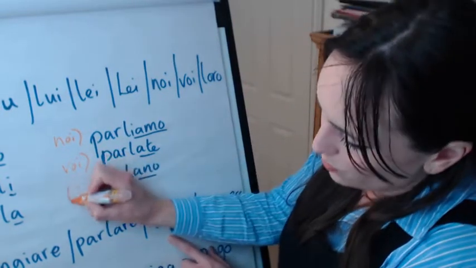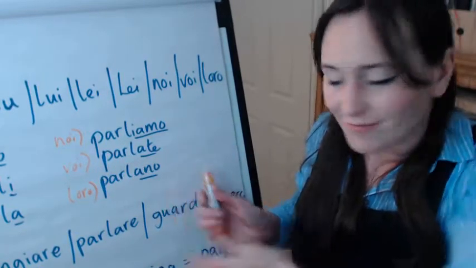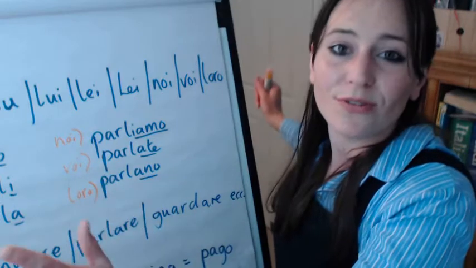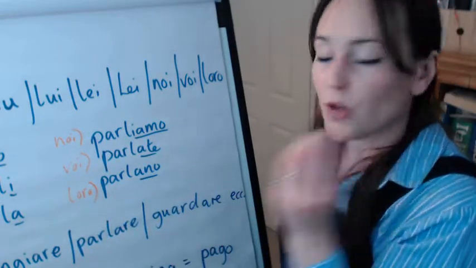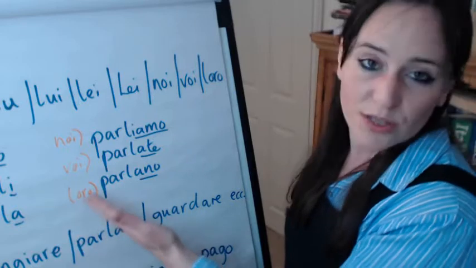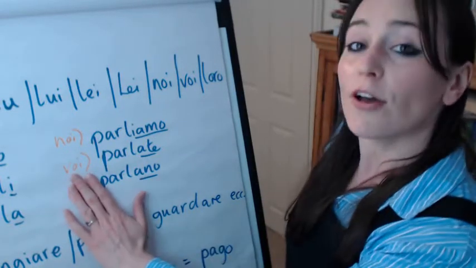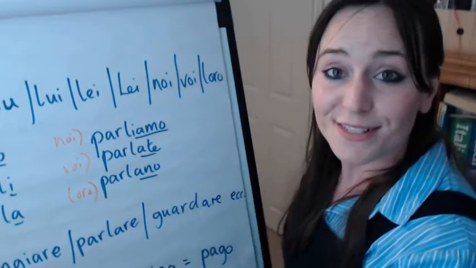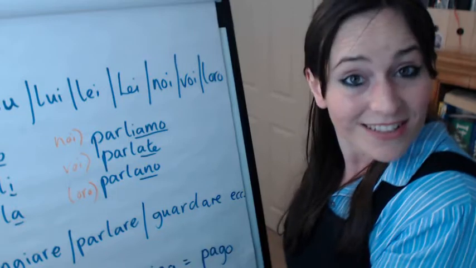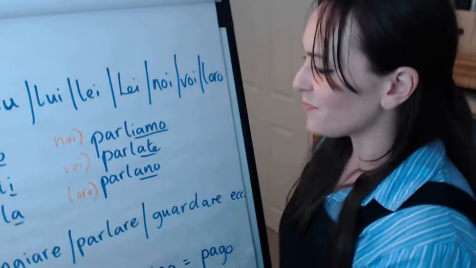Okay, so loro parlano, or simply parlano, because non c'è bisogno di utilizzare sempre un pronome soggetto così. You don't always need to use the subject pronoun as long as the verb you're using is conjugated in agreement with the subject. Parlano. They speak, or they're speaking.